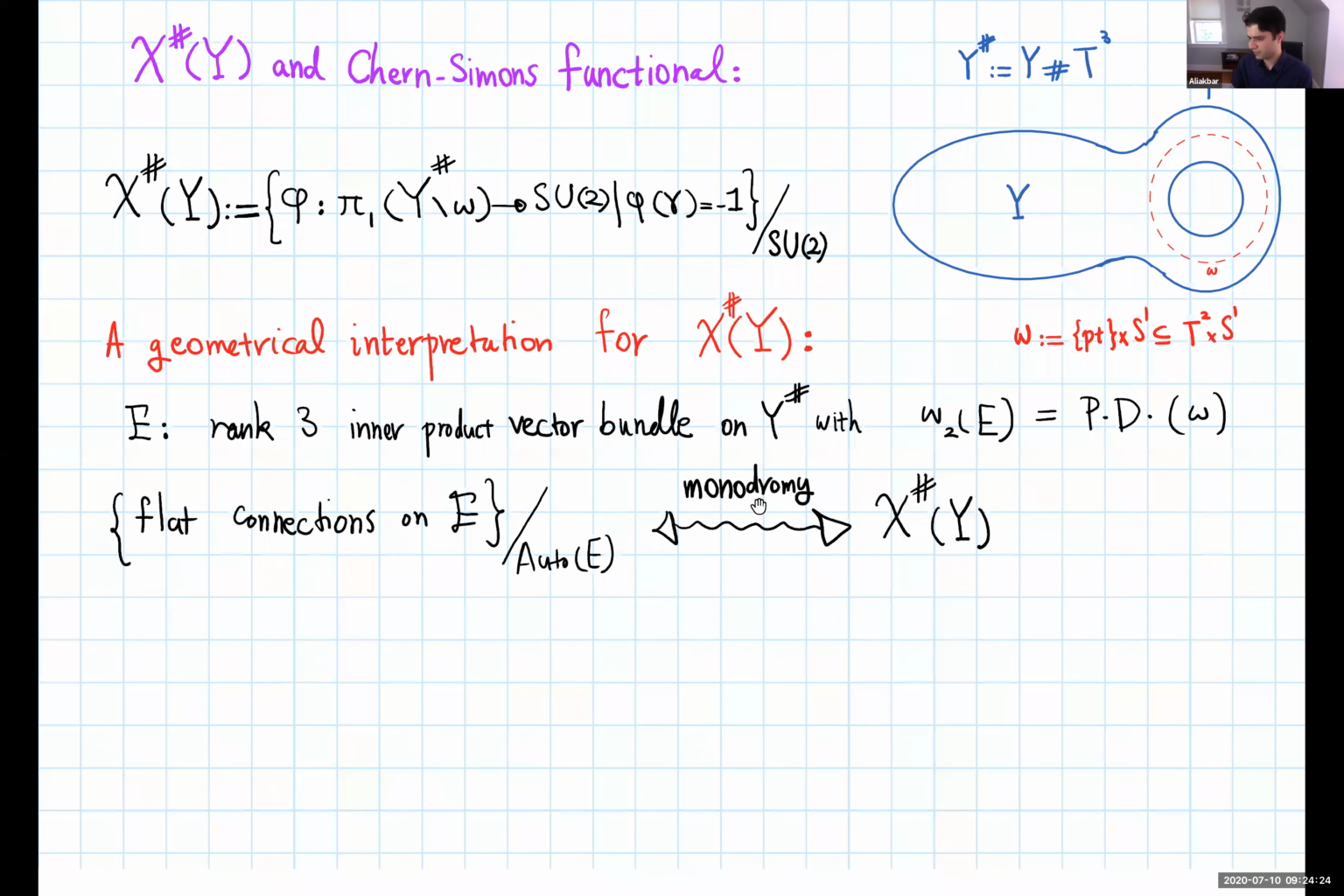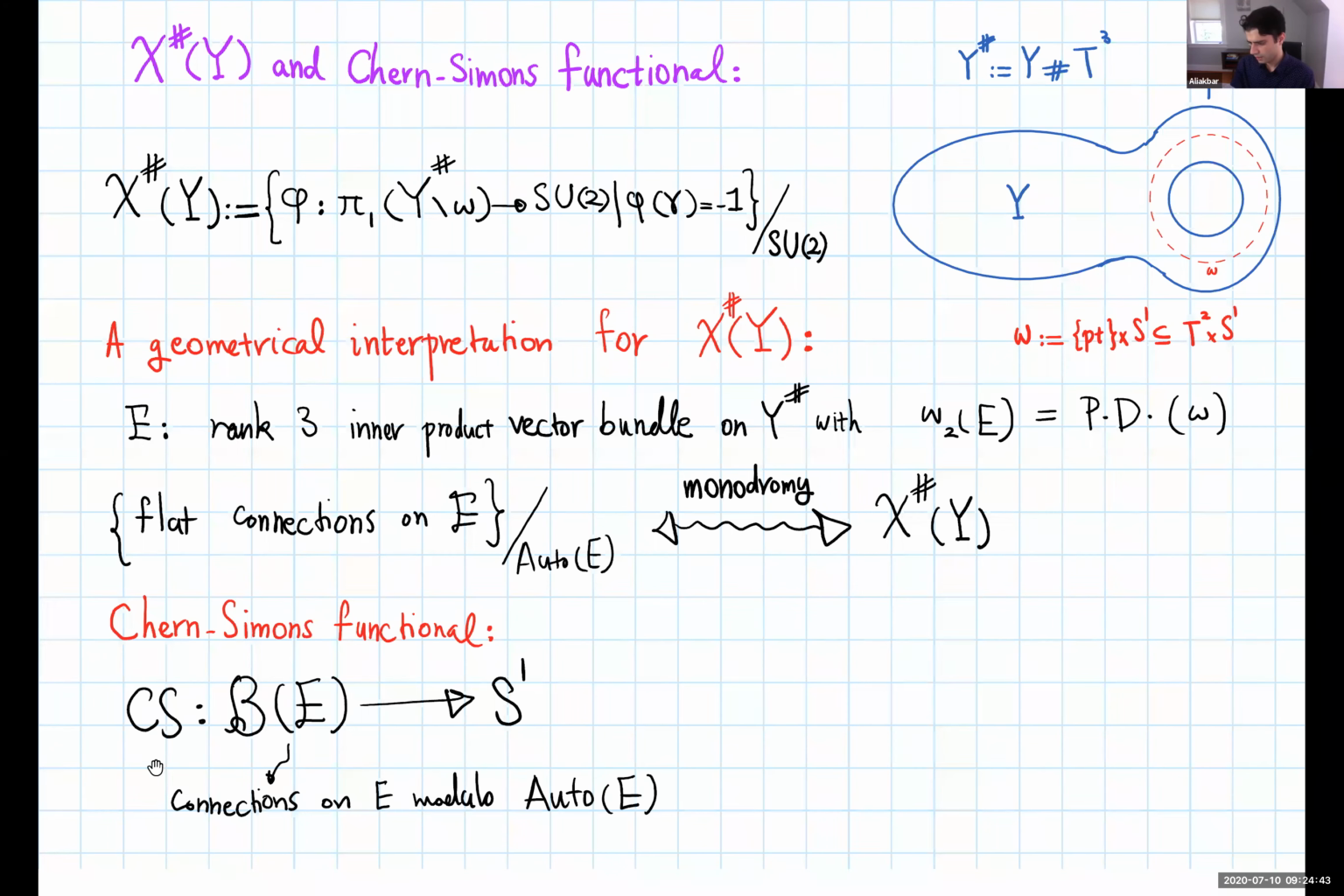So this is something not special to dimension 3. You have similar facts in any dimension, but something which is very nice about dimension 3 is that there's a functional with this set as the critical point. This function is called the Chern-Simons functional. It's defined on the space of all connections on your bundle of rank 3. You can define some S1-valued function, which is called the Chern-Simons functional.